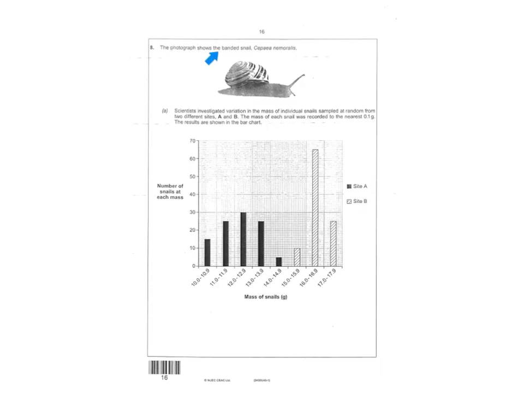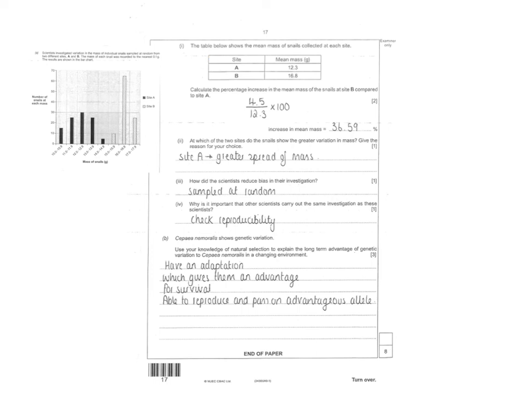The photograph shows the banded snail. Scientists investigated variation in the mass of individual snails sampled at random from 2 different sites, A and B. The mass of each snail was recorded to the nearest 0.1 grams. The results are shown in the bar chart, so the number of snails and the mass of the snails. The table below shows the mean mass of snails collected at each site.